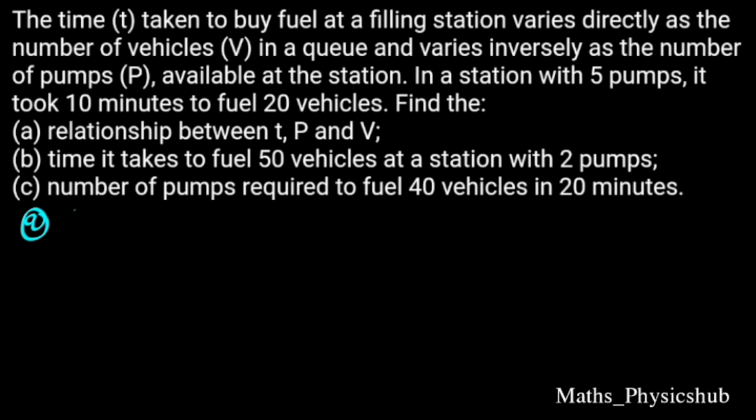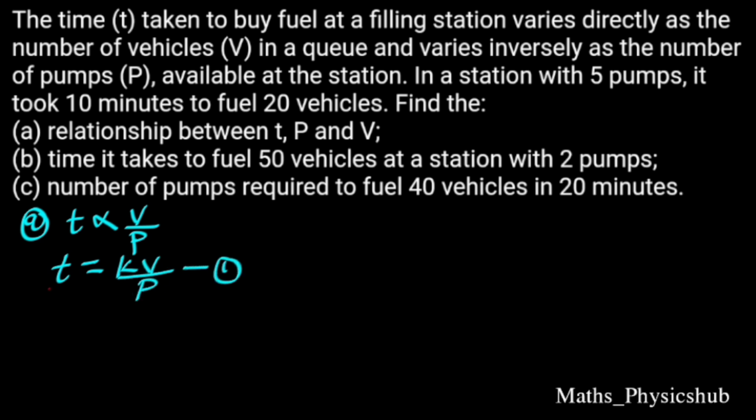A. From the question, the time, t, varies directly as the number of vehicles, v, and varies inversely as the number of pumps, p. First we change the proportionality sign to equal to, and introduce a constant. It follows that, t equals k times v over p. Let's call this equation 1.